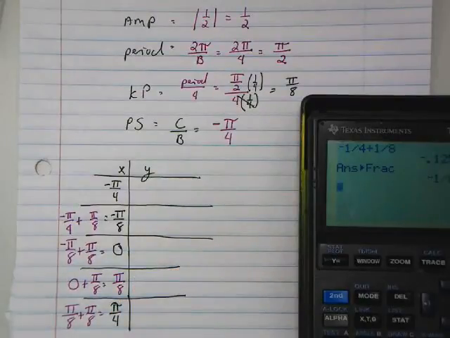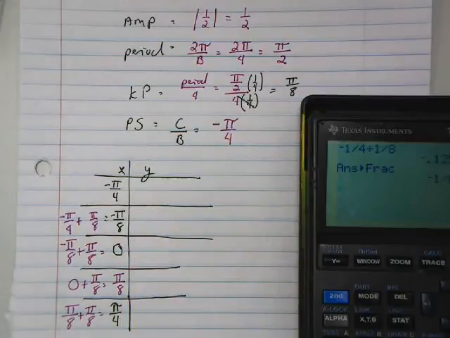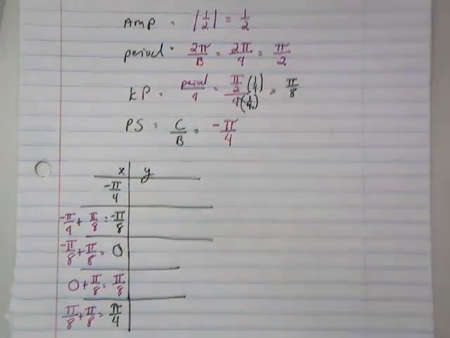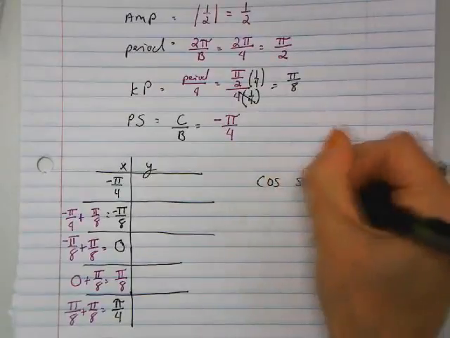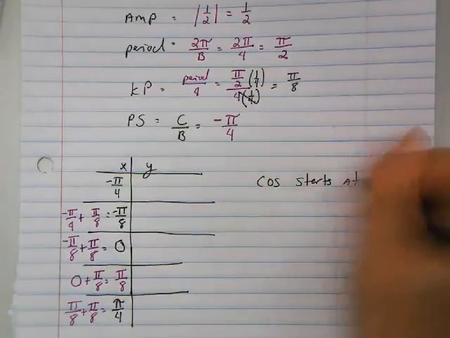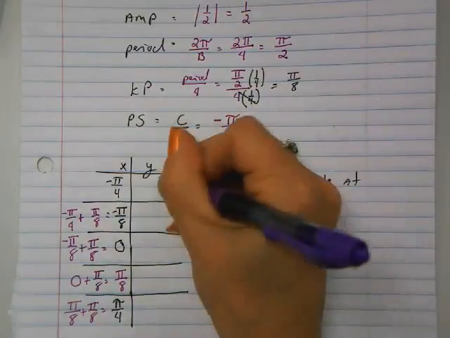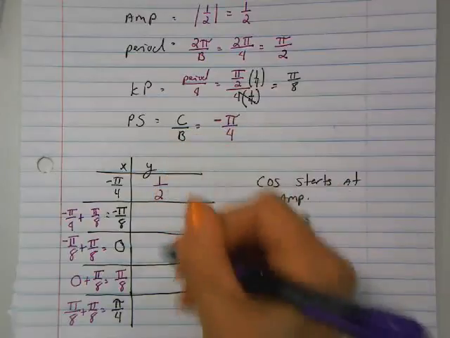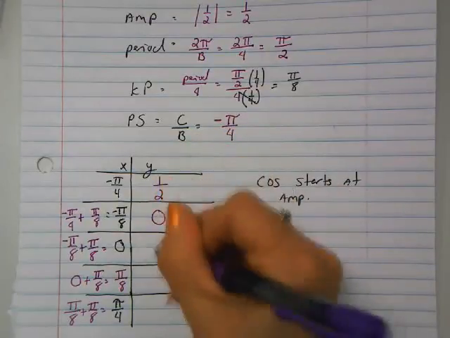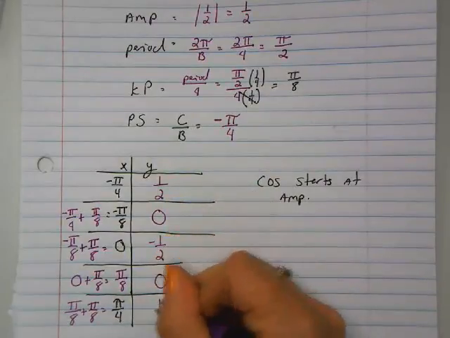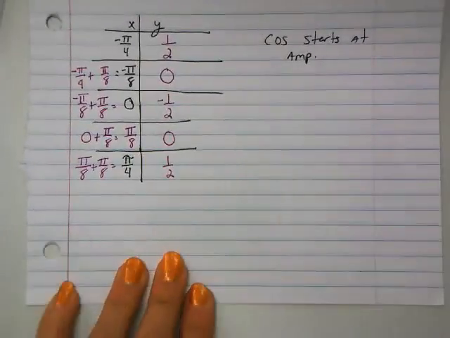So if I don't want that middle column, I need to think to myself, what does cosine start at? Does it start at 0 or does it start at the amplitude? And I remember that cosine starts at the amplitude. So I'm going to start my graph at 1/2. Then I go back to 0, to the opposite of the amplitude, back to 0, back to the amplitude. See how easy that is without that chart? Now all I'm going to do is graph it.